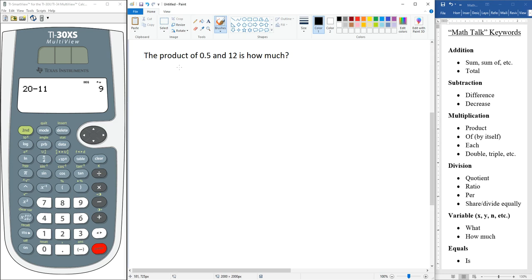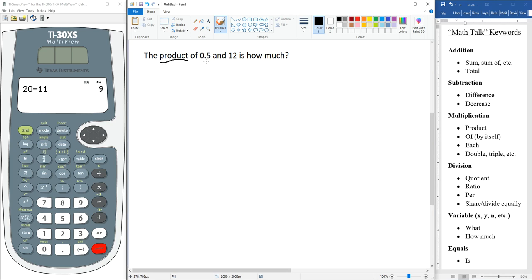This one's written in a little bit different order, and it also concerns multiplication. We see our numbers right away, and we always focus on those numbers: 0.5 and 12. Once we see those numbers, we can take a look at our operations, our Math Talk keywords. Let's go over to multiplication: product of, each, double, triple. We see the word product. We see "of," but it's not by itself. Product of is just like sum of. If "of" doesn't stand alone, product sure does. So product means multiply.